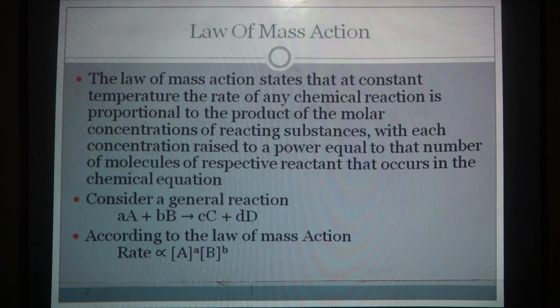I repeat, the law of mass action states that at constant temperature, the rate of any chemical reaction is proportional to the product of molar concentrations of reacting substances, with each concentration raised to a power equal to the number of molecules of the respective reactant in the chemical equation. Consider a general reaction aA plus bB gives cC plus dD. According to the law of mass action, rate is directly proportional to [A]^a into [B]^b.